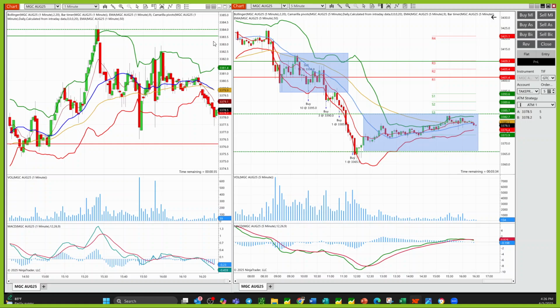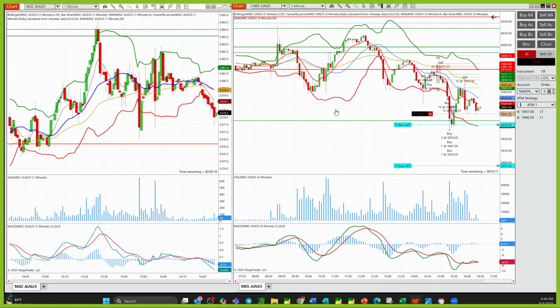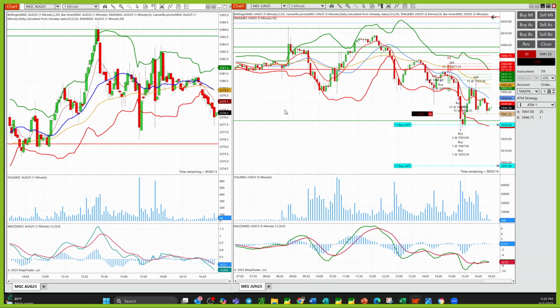Now, let's take a look at, I'm still in a trade that I'm going to have to kill here going into the close. But we've had a solid day. Okay, just ignore the 1 minute chart for right now. So, here's the morning. Here's the open. Guess what?